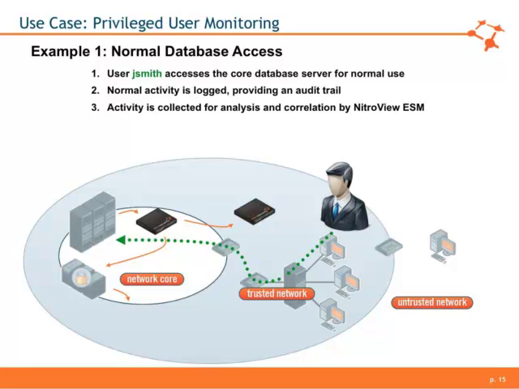I'm going to go through each one of them just to give you a brief sense of how the monitoring is done. In this case, the first example, how do you monitor user privileged activity? So in this simple example, user JSmith is accessing the core database server for normal use. The normal activity is being logged in the form of an audit trail.